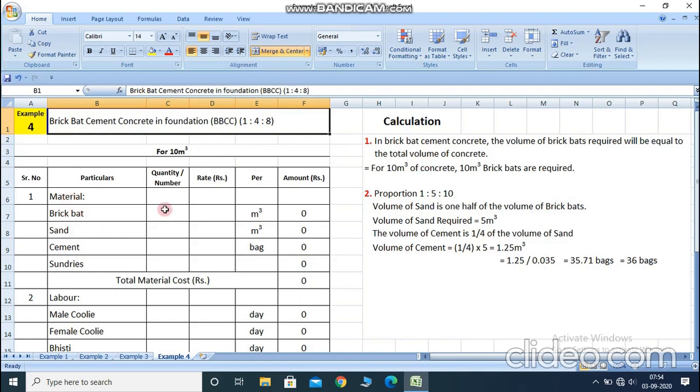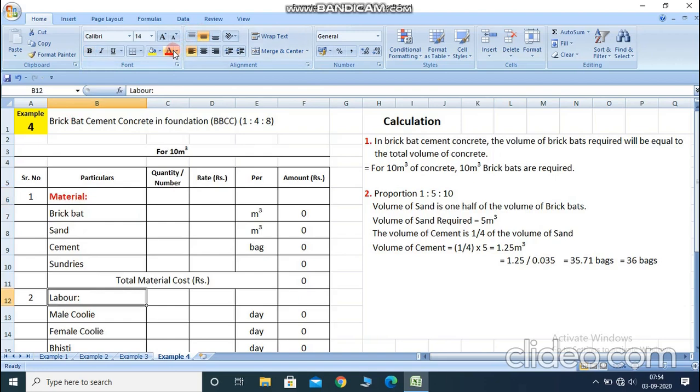So here for the example, we divide into two parts. First is the material and second part is the labor part. In the material part, in brick bed cement concrete, three materials are required: brick bed, sand and cement. In brick bed cement concrete, the volume of brick bed required is equal to the volume of concrete. The volume of the concrete is 10 meter cube, we calculate for a 10 meter cube, so brick bed is also required 10 meter cube.